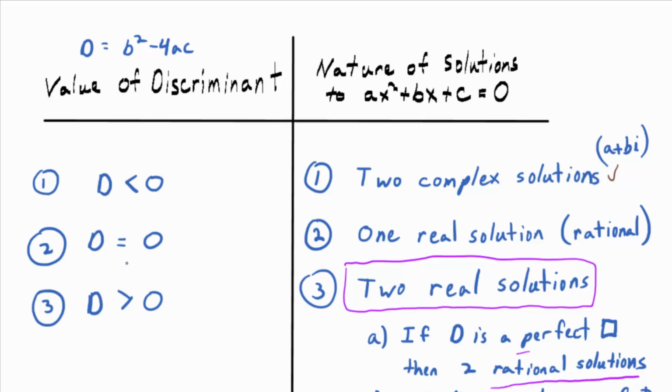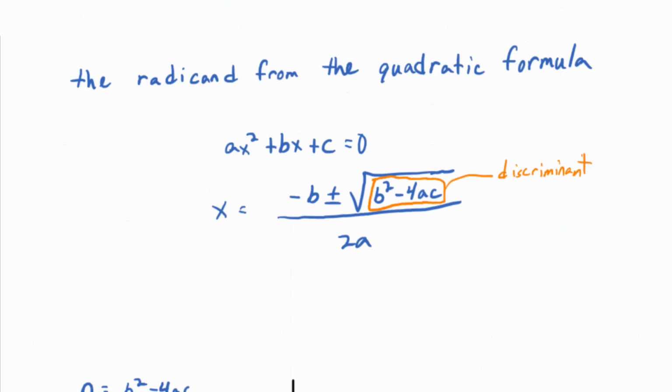So the only situation we didn't look at is situation 2, where d equals 0, right? But if you think about the quadratic formula, when d equals 0, that just means this part gets erased, right? The plus or minus square root of b squared minus 4ac becomes plus or minus 0. And you just get negative b over 2a as your solution, which means you have 1 rational solution.